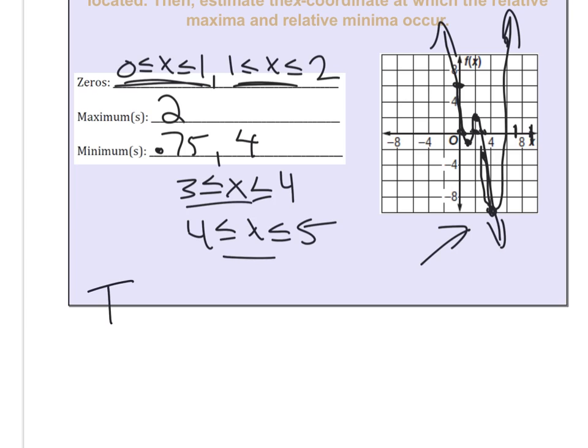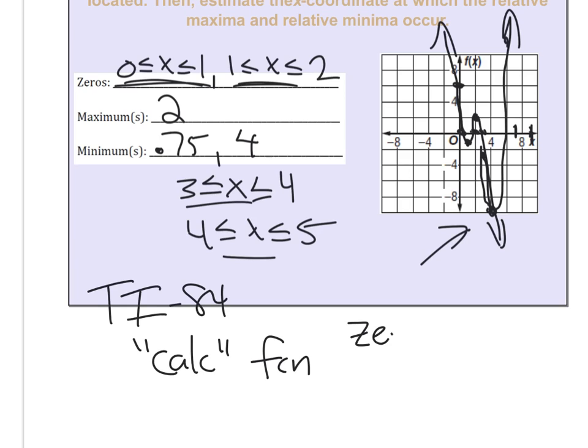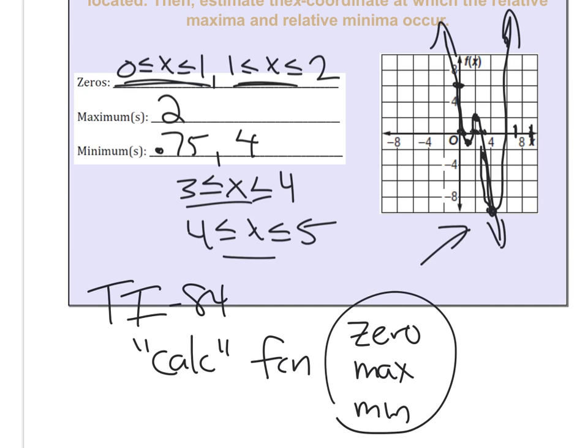And again, I can show you how to calculate those on a calculator. On the TI-84, there is a calc function up at the top in that top row. And if you go to calc, you can find an exact 0 and a maximum and a minimum, and I can show you guys how to do that. So come ask me questions if you want to.